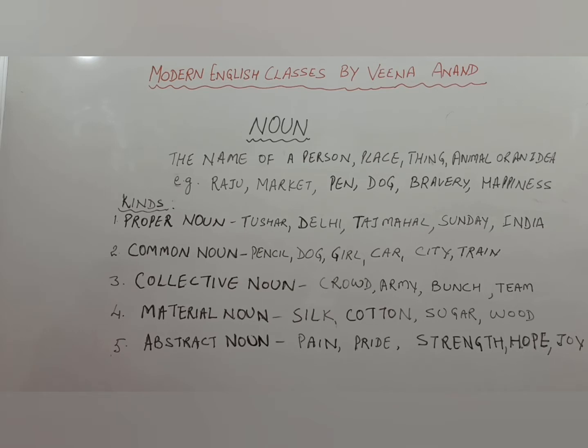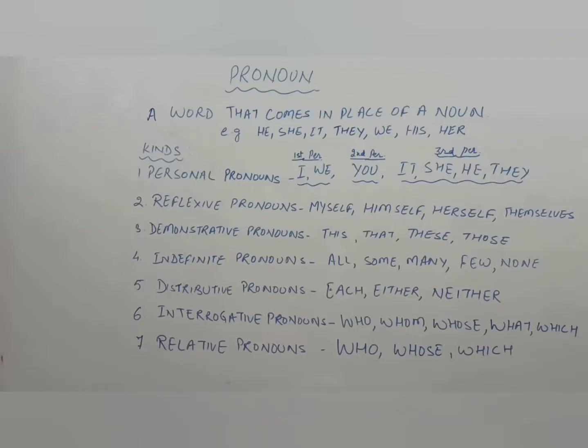Then the fourth kind of noun is material noun, those nouns which are related to material things. For example, silk, cotton, sugar, wood, etc. Then we have abstract noun, which means something related to an idea which we cannot touch, we cannot see, we can only feel. For example, pain, pride, strength, hope, joy. So these are the different kinds of noun.